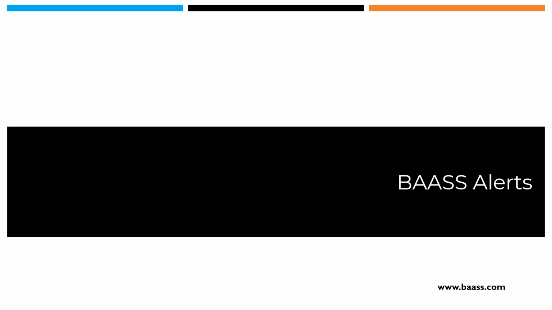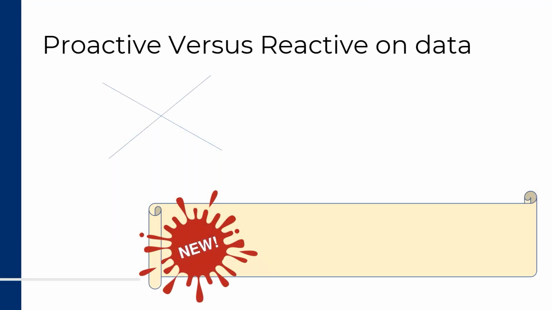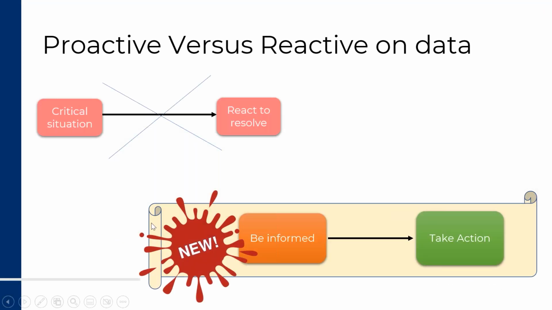Okay, I will now move on to the other product that we have for today's agenda, called BAASS Alerts. Just like Wiseplanner, we have developed BAASS Alerts internally. We have a number of clients using this product, and it benefits them by keeping them on top of what is happening with their data. And what I mean by that is, typically we've seen in our day-to-day lives, you have a critical situation.